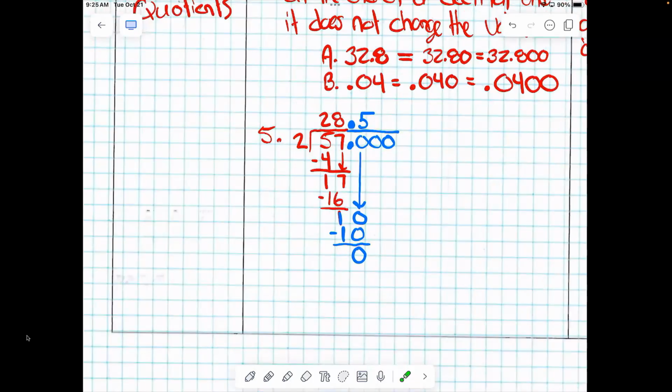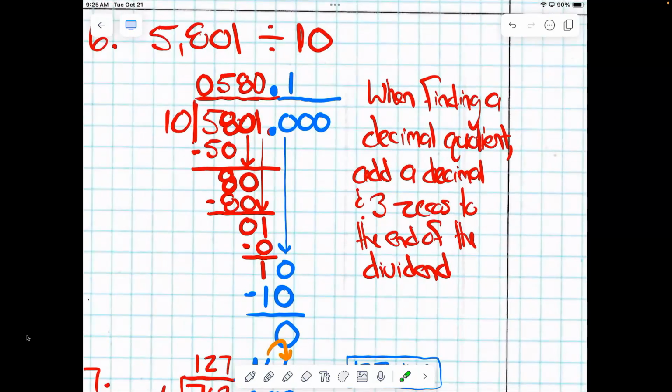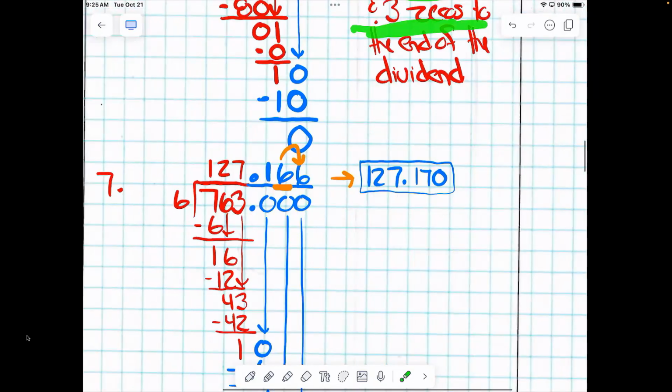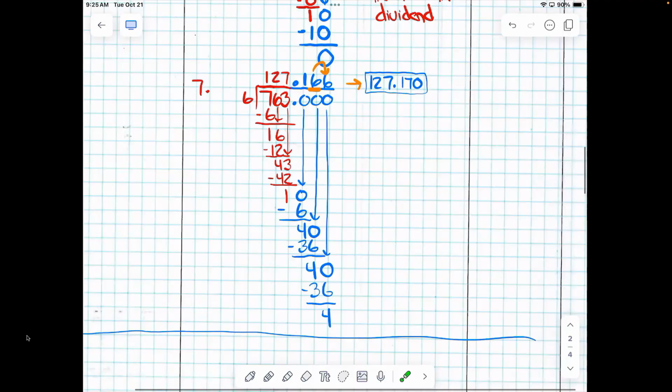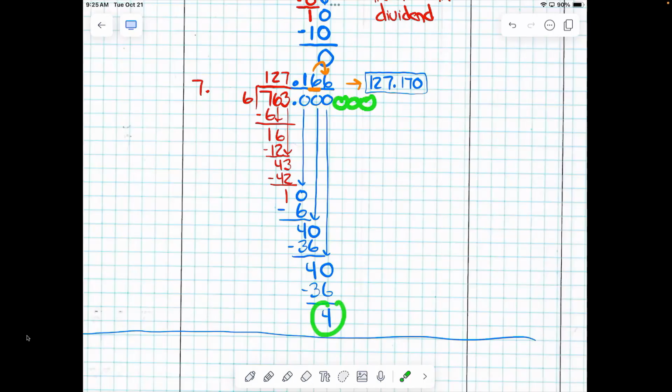So in order to get a decimal quotient, and you have a whole number, we need to add a decimal and 3 zeros. What happens if we're doing a problem like this and we add a decimal point and 3 zeros, and the last one we brought down, we got 40, 36. We still had a remainder, guys. What happens if we still have a remainder and we're out of zeros? Do we keep adding zeros? No. We don't keep adding zeros.